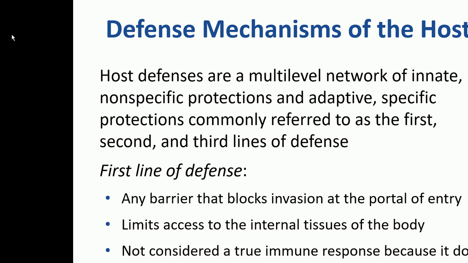These defense mechanisms act at three different levels. First is the first line of defense, then the second line of defense, and the third line of defense. The first line of defense is any barrier that blocks the invasion at the port of entry, and it limits access to the internal tissues of the body.